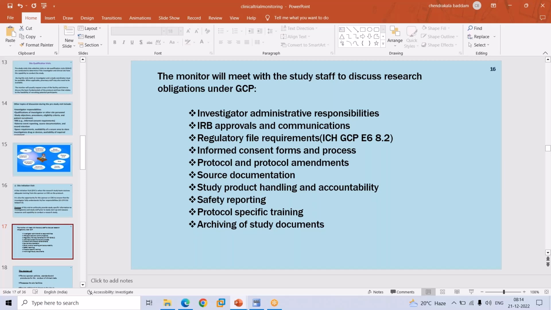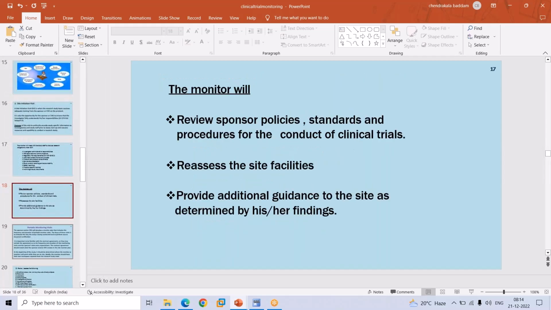How do we store these documents? Where do we save all the necessary documents? So this is all. During the initiation visit, they check and discuss all these points.